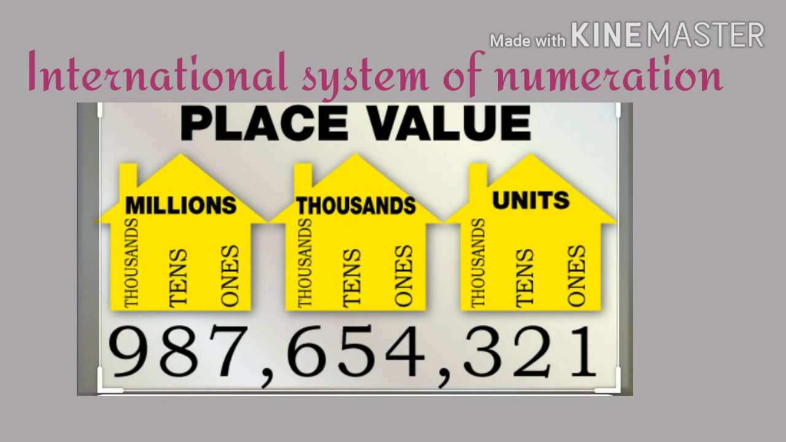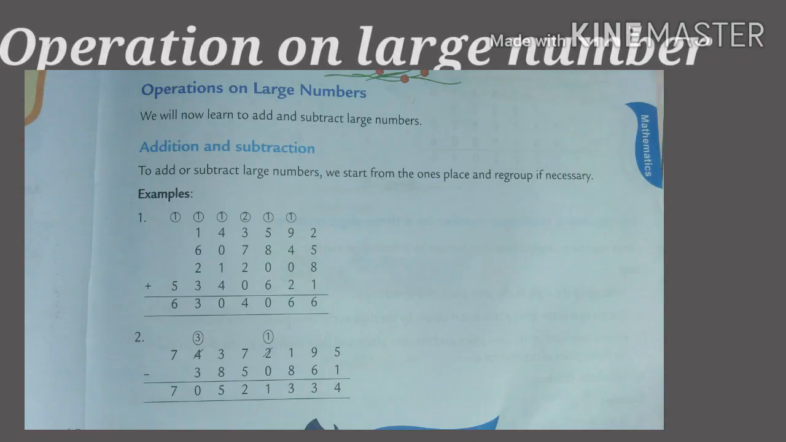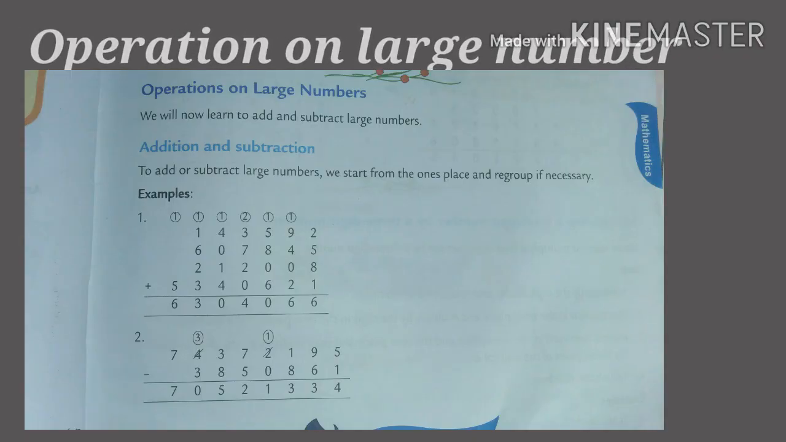You can observe the number. Now the next topic is operations on large numbers. It is addition and subtraction. It is the same as what you do with small numbers. See the addition, at the last place, ones place: 2 plus 5 plus 8 plus 1. It will be 16, so we'll write 6 down and carry 1.